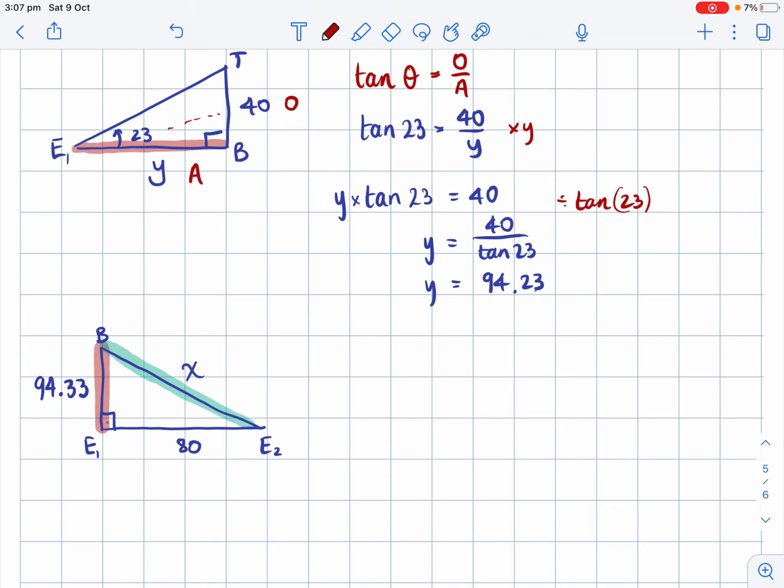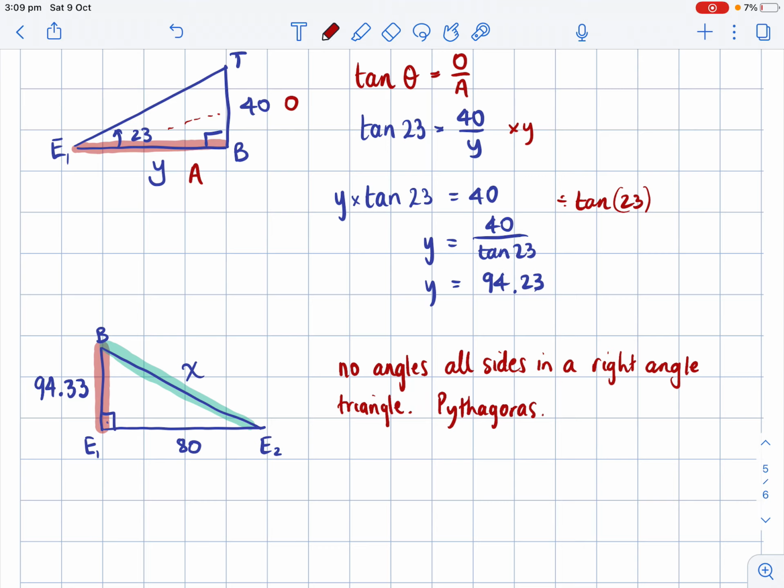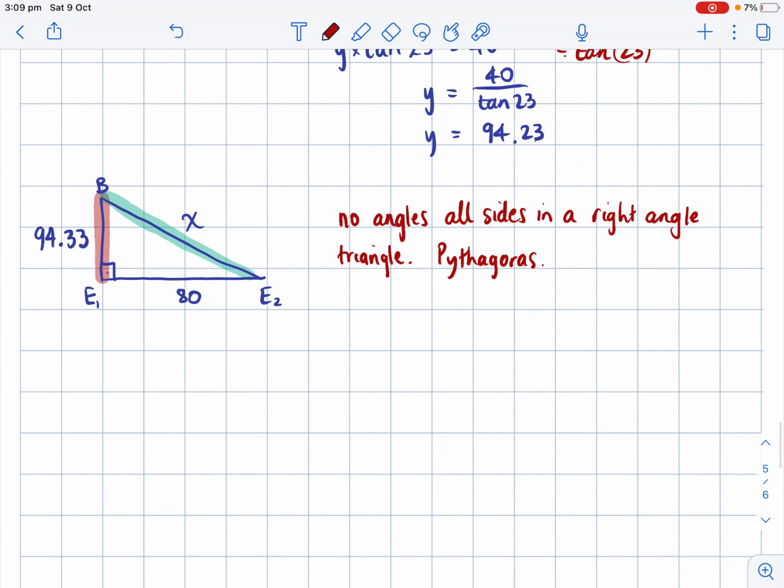Alright, I want to find out what x is now. To find out what x is, I've got no angles. No angles, all sides in a right angle triangle. So you shouldn't be thinking trigonometry right now. You should be thinking Pythagoras' rule. No angles, don't use trigonometry, use Pythagoras.